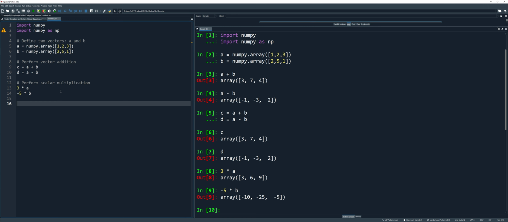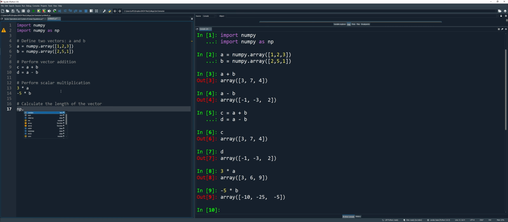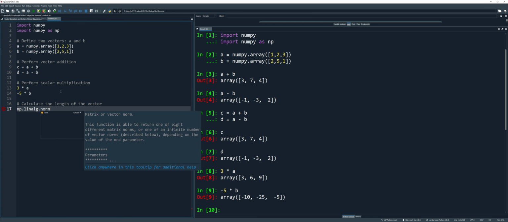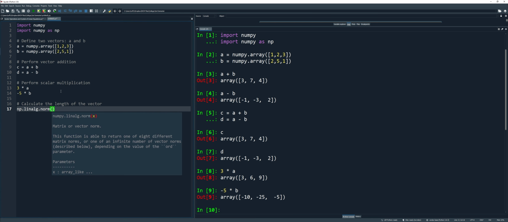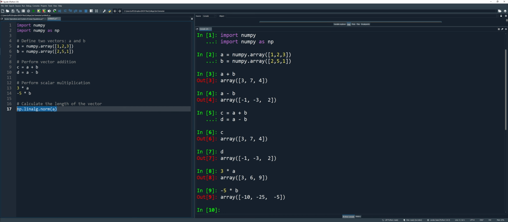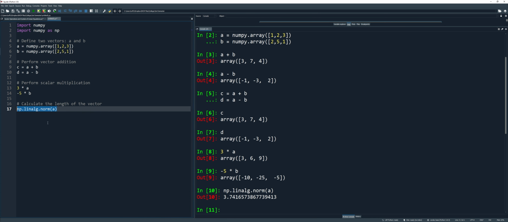Now let's try to compute the length of the vectors. To calculate the length of the vector, we can do that by using the function np.linalg.norm. In this function, it only accepts one argument, and that's the vector. So suppose we want to get the norm or the length of vector A. So we use this function, run the code, and we have the result.